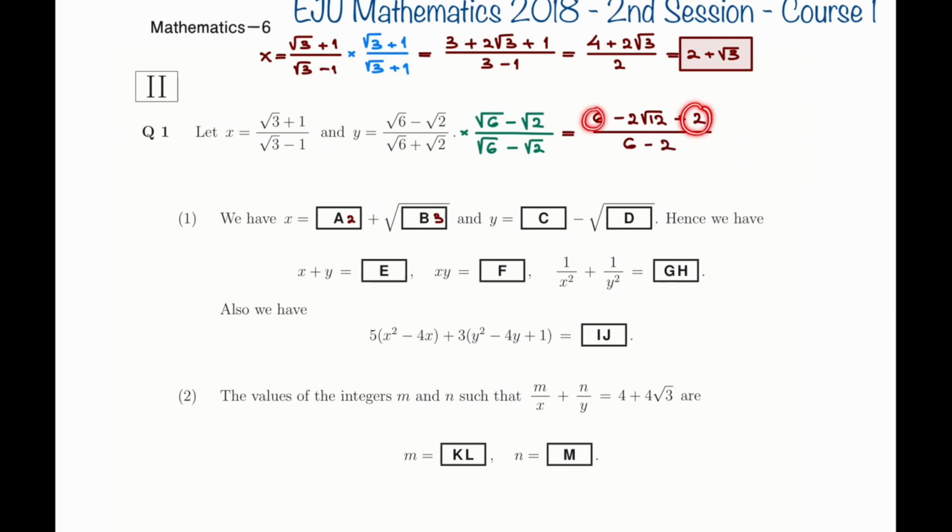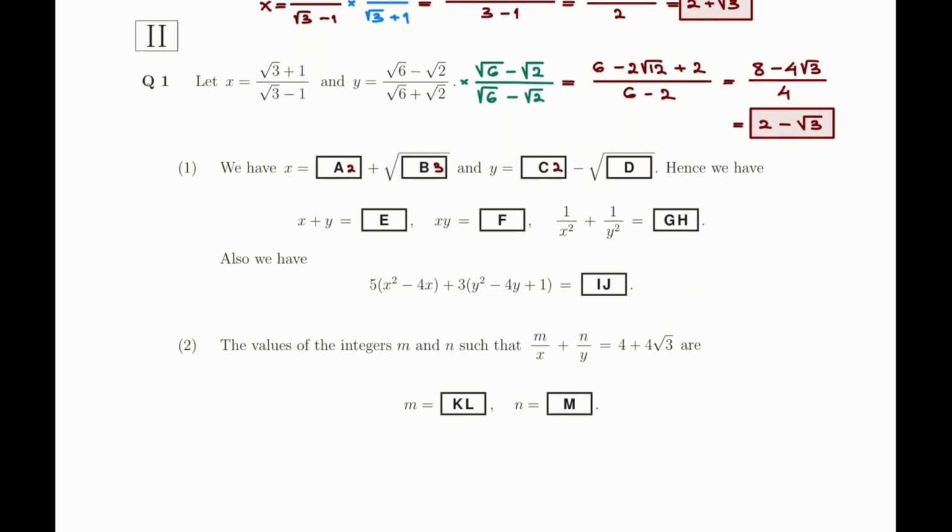6 plus 2 is equal to 8. And then square root of 12, you can write down as 2 square root of 3. 2 square root of 3 times negative 2, you will obtain negative 4 square root of 3 over 4. If you divide all the terms by 4, then you will obtain 2 minus square root of 3. So this is my final expression for y. That means c is equal to 2 and d is equal to 3.